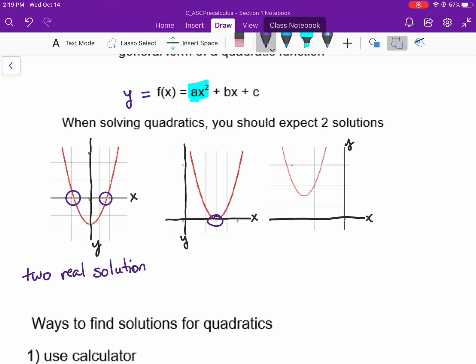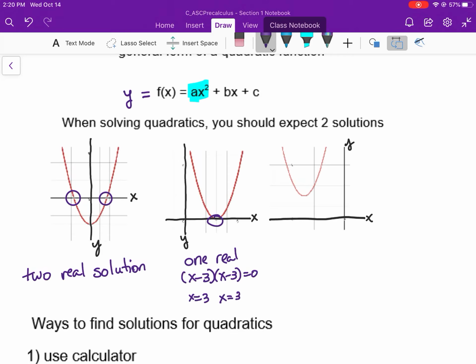This next one, notice the parabola is tangent to the x-axis. So this is only one real solution. Technically, it's a double root. If you were factoring and you ended up with x minus 3 squared equals 0, you'd say, oh, x equals 3 or x equals 3. That's the same root twice. So that's what I mean by a double root. Those are tangent to the x-axis all the time if you have a double root.